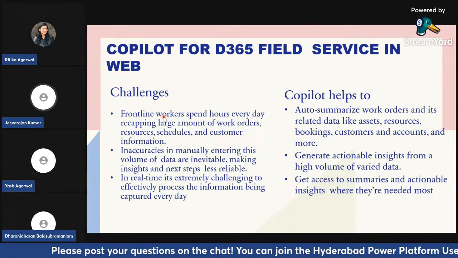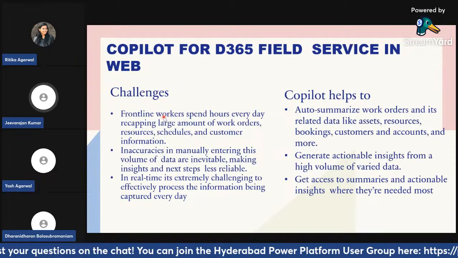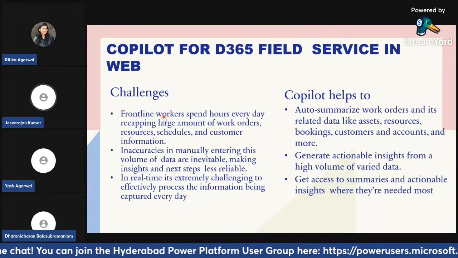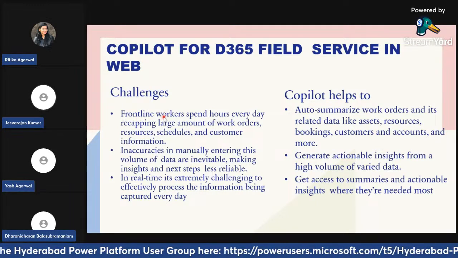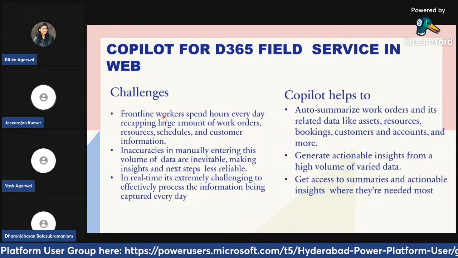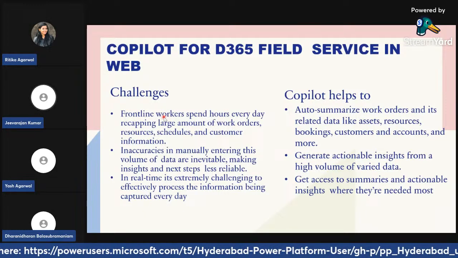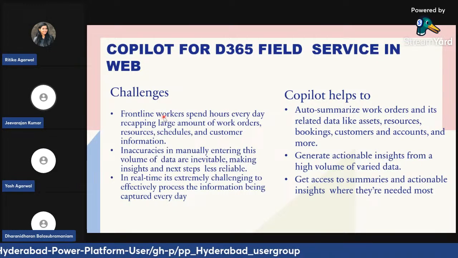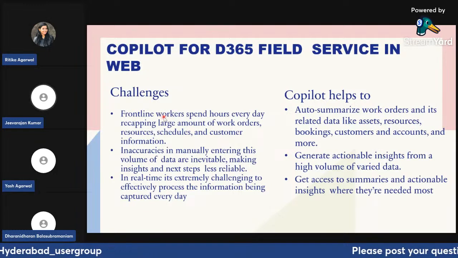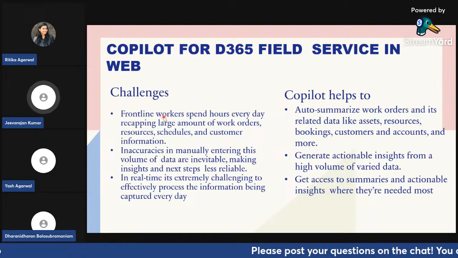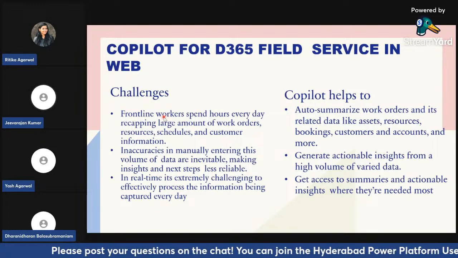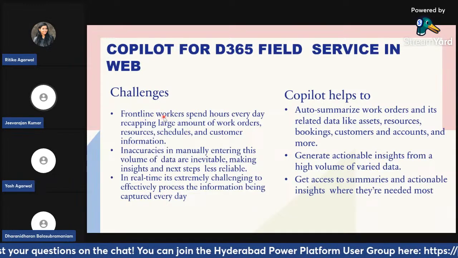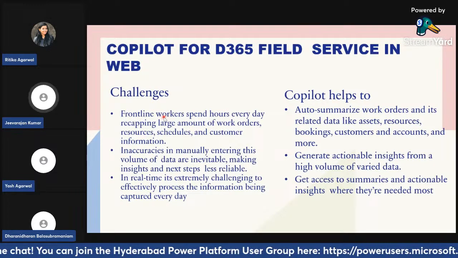The best thing we can do is let them do the work and get the information the customer requires in a matter of a few seconds or minutes, with fewer clicks and less navigation. That's exactly what we want, and that's what Copilot does. Copilot gives a summary of the work order and its related information, like customer assets, bookings, resources, accounts, and products. The technician just types in or uses speech to text to interact with the Copilot, and gets the information.